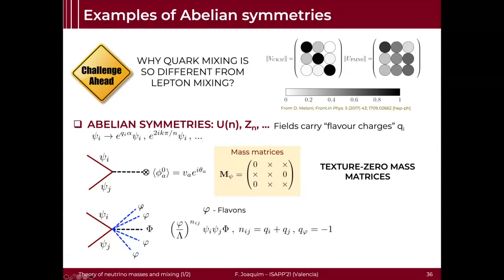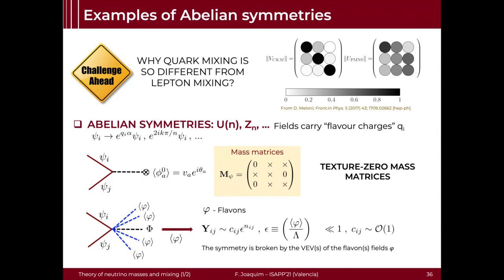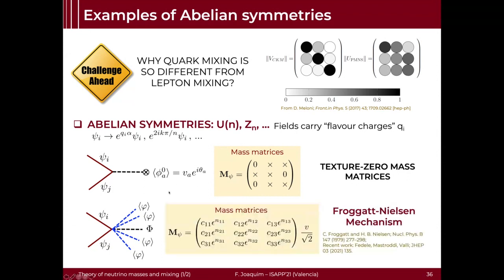You can consider insertions of flavons, give a U(1) charge to the flavons, and explore a bit what happens with the higher order operators. And then when these flavons acquire a VEV, you will see that you will get hierarchical structures in your mass matrices. And this is called the Froggatt-Nielsen mechanism.